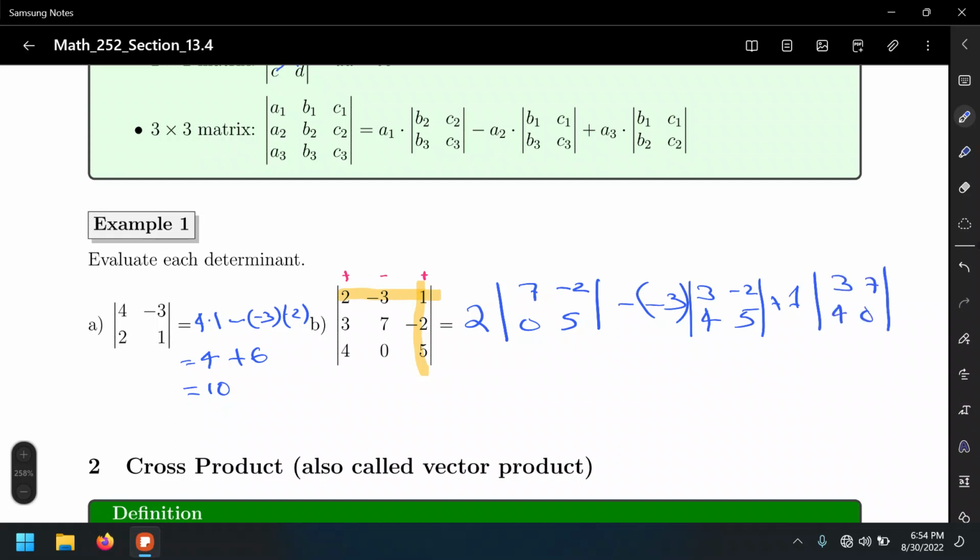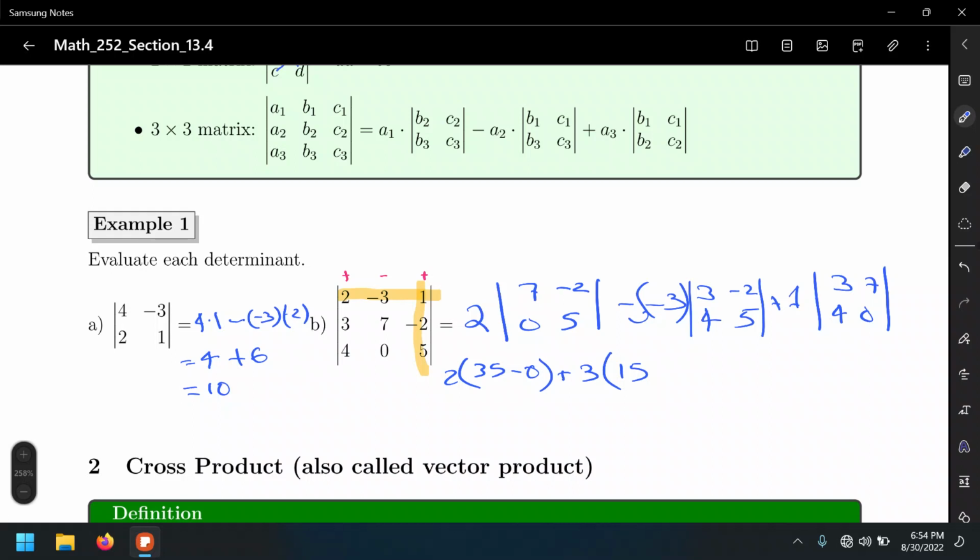Okay? And so what do we have to do in this case? We have to simplify 1, 2, 3, 2 by 2 matrices in the same way that we did here. So let's go ahead and do that. So that's going to be 2 times 7 times 5, which is 35, minus 2 times 0, well, that's a 0, minus, that's a plus, and that's 3 times 3 times 5, which is 15.